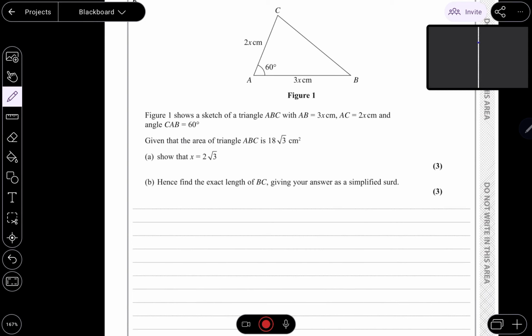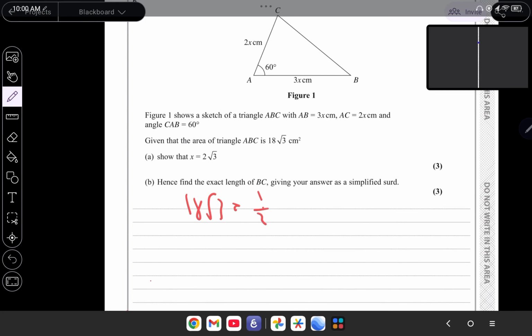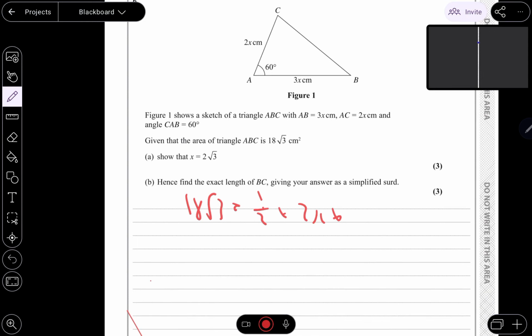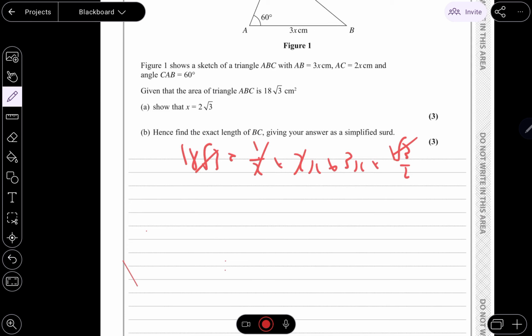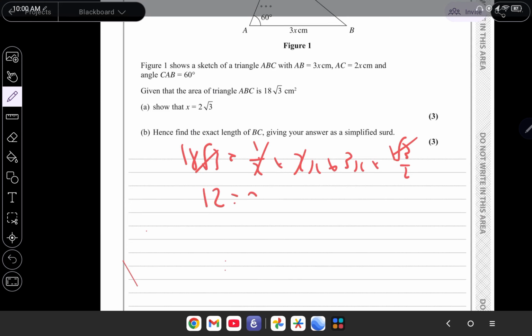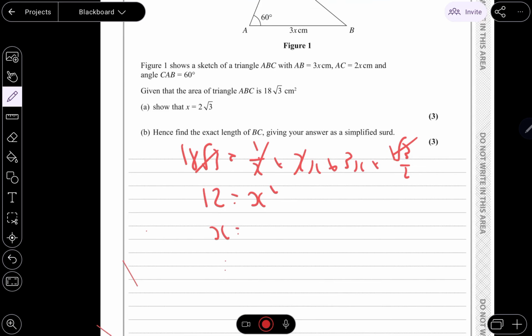I guess we have to do this exactly. So 18 root 3 equals a half times 2x times 3x times sine 60, which is root 3 over 2. So this root 3 cancels with this one. This half cancels that 2, so 36 divided by 3 is 12. So we get 12 equals x squared, so x equals 2 root 3. Good. That'll probably be close enough.